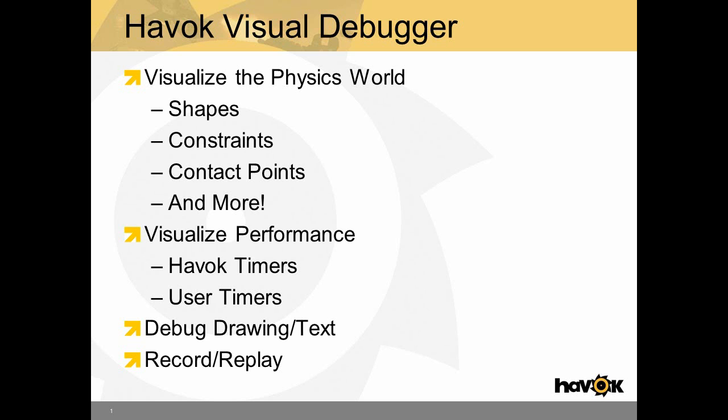The Havok Visual Debugger, or VDB, is a powerful tool for understanding what is happening in your game's physics simulation. It can also be used as a general tool for performance timings and debug drawing. The ability to record and replay videos means that problems can easily be identified through careful replay stepping, as well as by sharing videos with other Havok users.